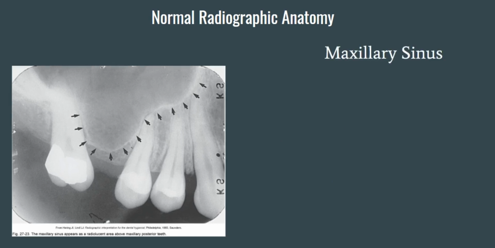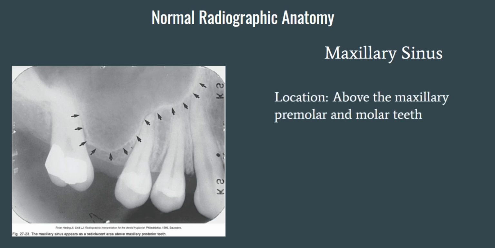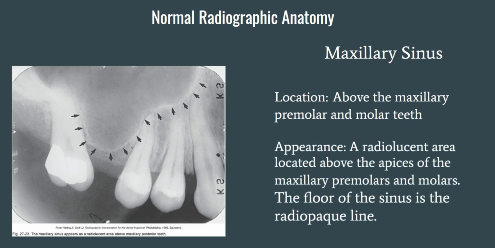The maxillary sinus is located above the premolar and the molar teeth. Rarely, sometimes it will, but rarely it'll go beyond the canine. So you'll see it typically just in that premolar molar region. And on the radiograph, it's going to be the radiolucent area located above the apices of the maxillary premolar and molars. And the floor of the sinus is a radiopaque line.